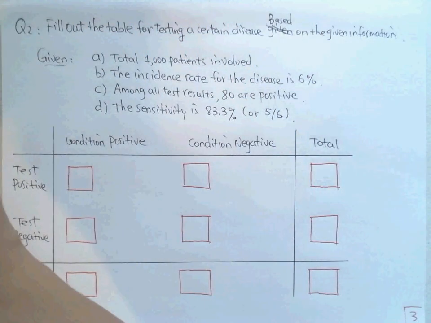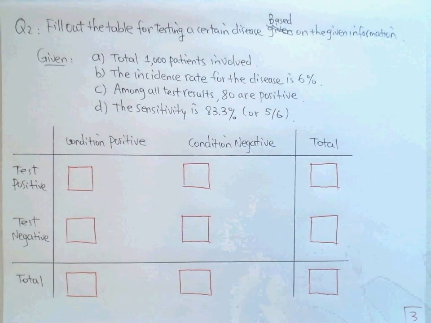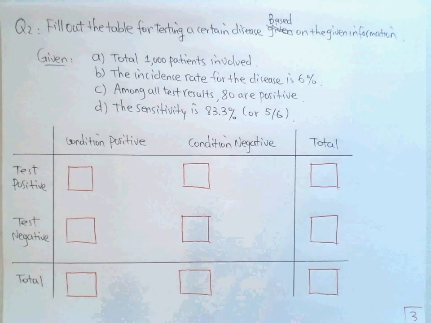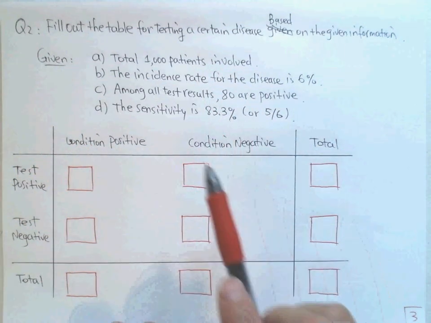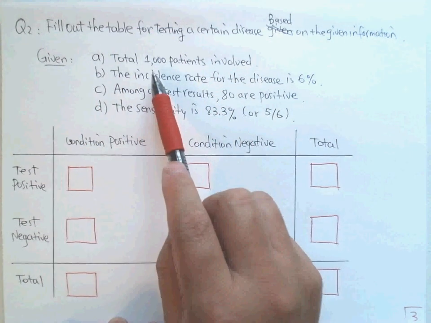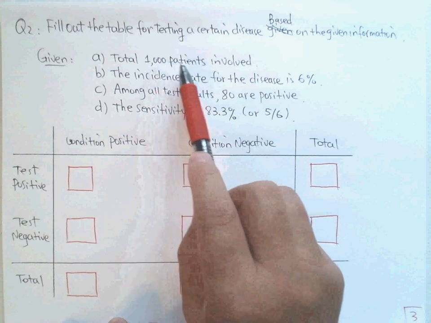And then I have one more question: how to fill out a table if you have some information. Okay, so we had similar questions in the last topic, right? So here is the similar one. So we're going to work on this. We look at the medical test. So the given information is there.